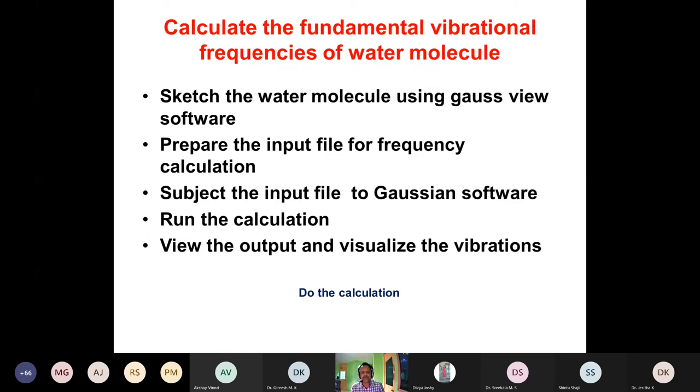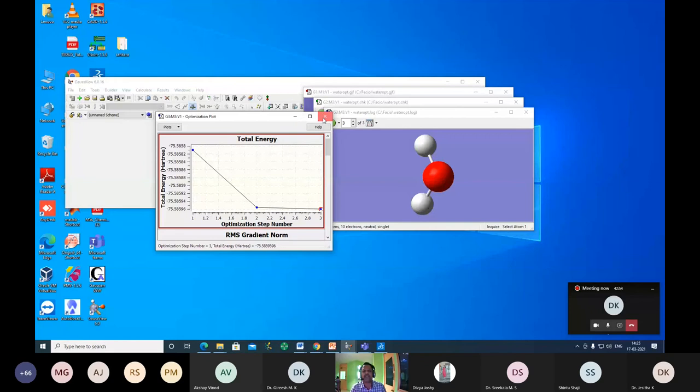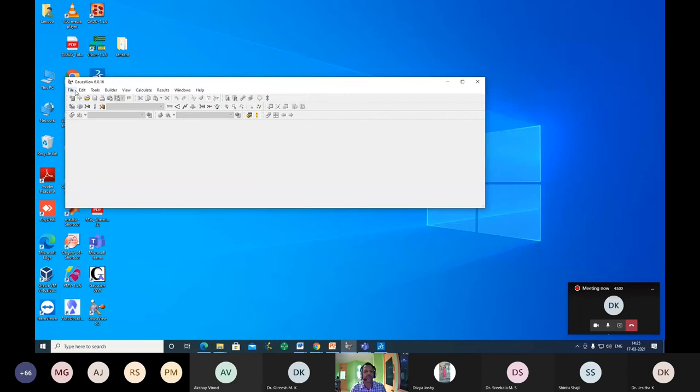And now the third job type is frequency, fundamental vibrational frequency. Again, I may do one calculation. You can calculate the fundamental stretching frequencies, the fundamental vibrational frequencies of the water molecule using this computational quantum chemistry calculation.